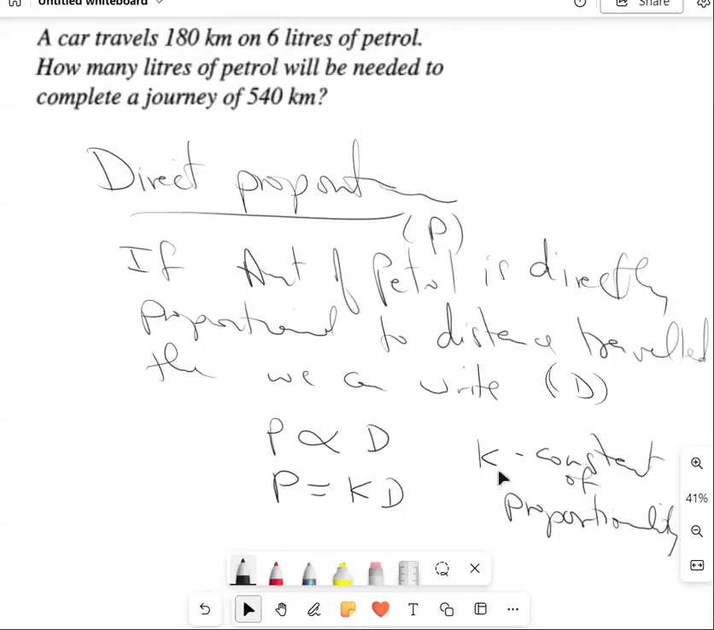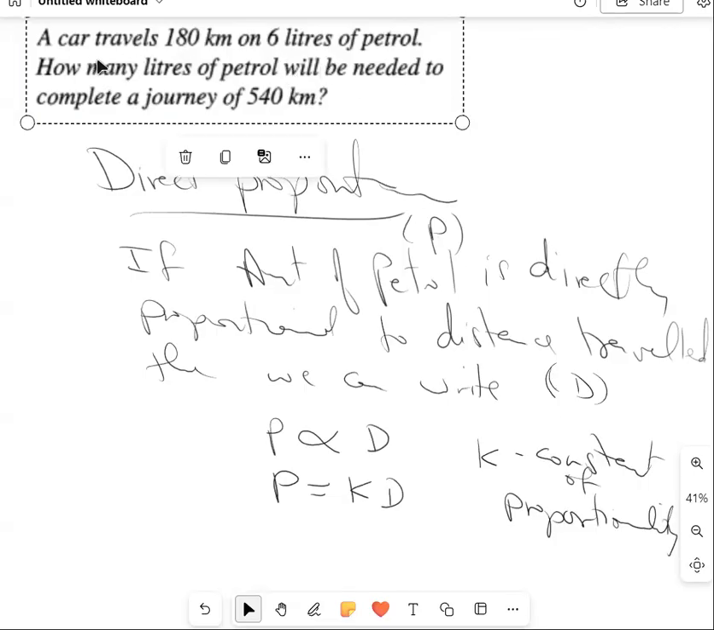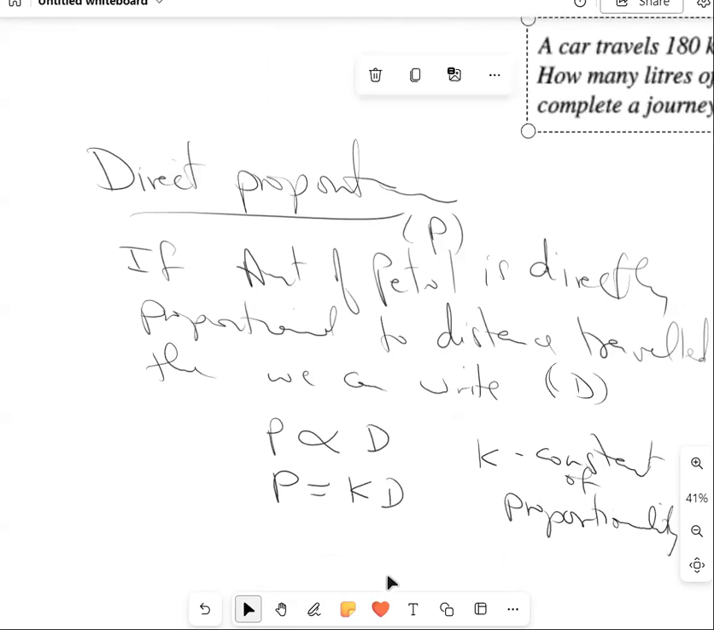So how do we evaluate this then? I don't know if I can move this this way.